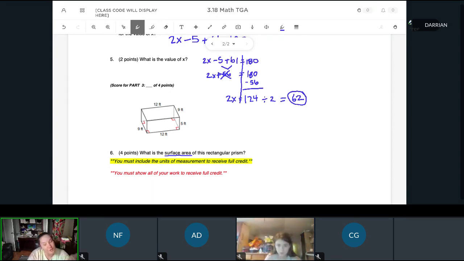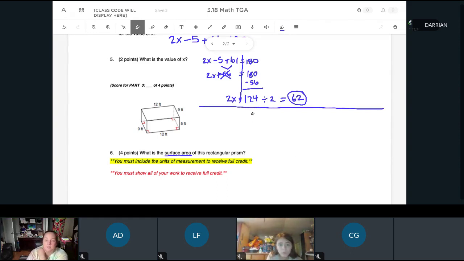And y'all, I'm not going to lie to you. Surface area for rectangular prisms is my least favorite thing to find because it's long. But we're going to make it through together. So let me pull this out. So surface area, I'm going to draw a line so that we know that this is number 6 down here.